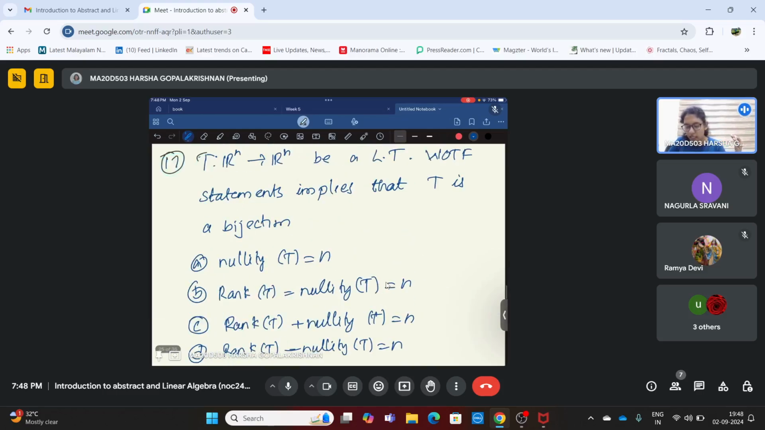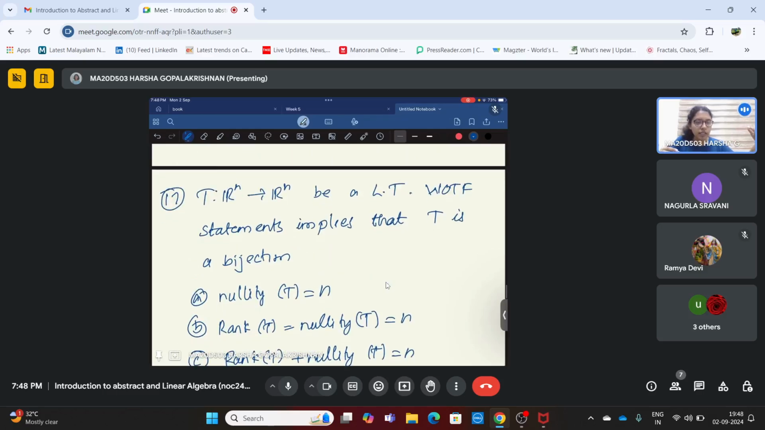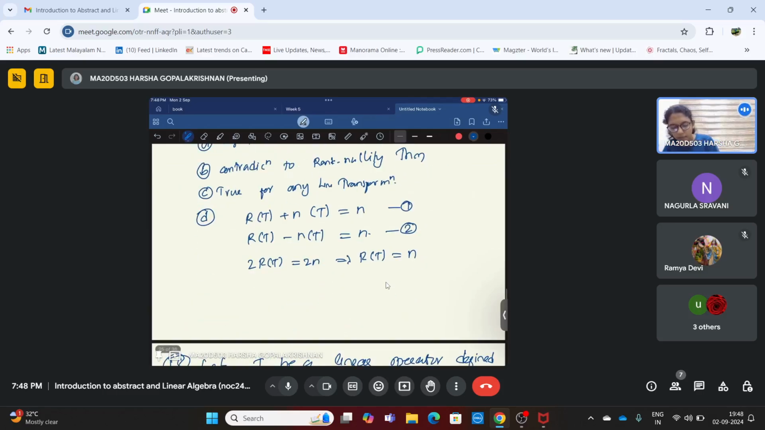So what is range? Range is Rn. Dimension of range is n means range is Rn, right? Because range is a subspace of Rn and we got it has dimension n. So range should be equal to Rn. So that implies onto. Range is whole space means onto.